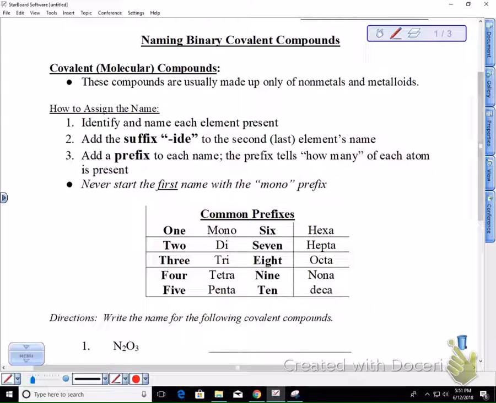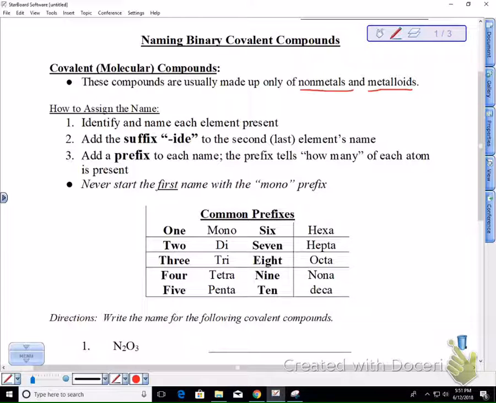First of all, these are molecular compounds, one of the two types of covalent. Therefore, these compounds are only going to be made up of nonmetals, and it's possible you could see a metalloid. That's the way we're going to do it this year. Look for nonmetals. Now, once you establish it as a covalent compound, here are the naming rules.